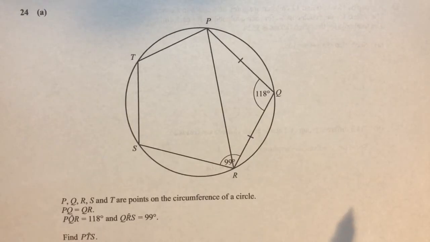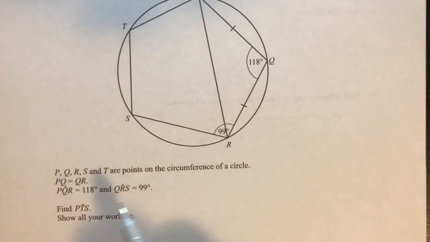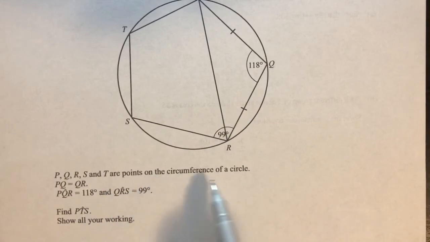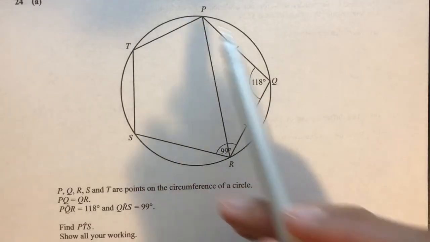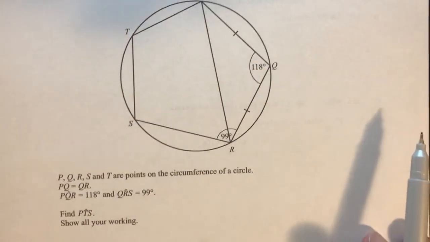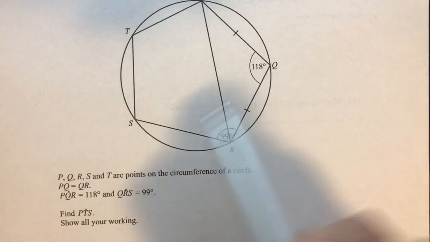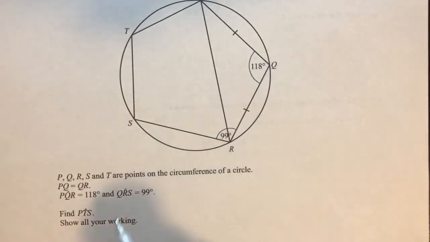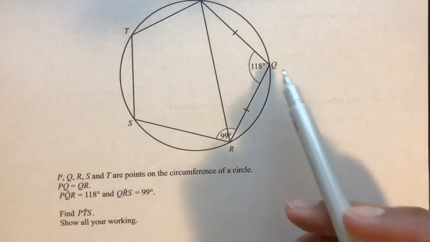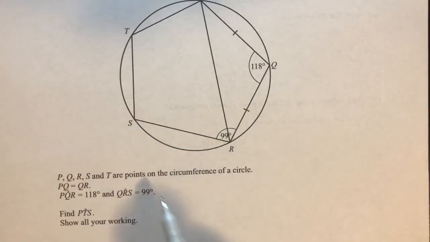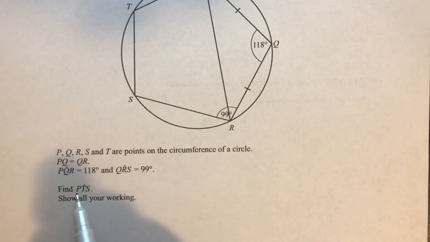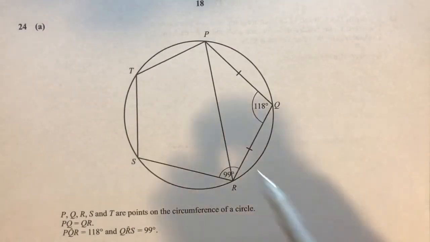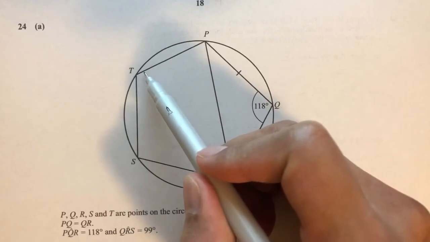Question number 24, part A. Here we have P, Q, R, S, T are points on the circumference of a circle. So we have points P, Q, R, S, T, and they all touch the circle. Fair enough. Now we have angle PQR, which is 118, angle QRS is 99 degrees. For part 1, we have to find the angle PTS. So where is PTS? We have to find this angle.